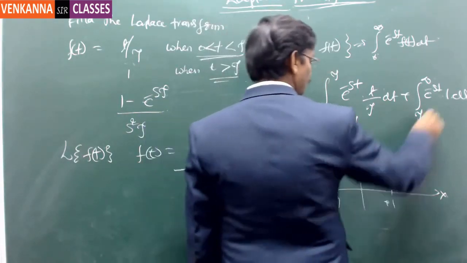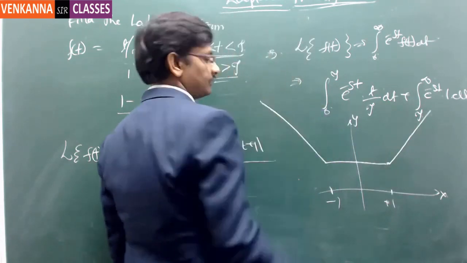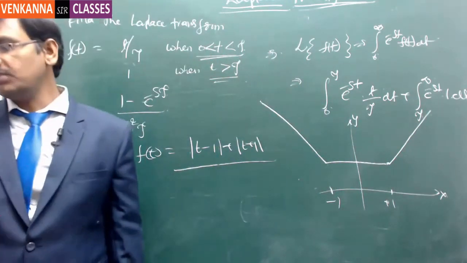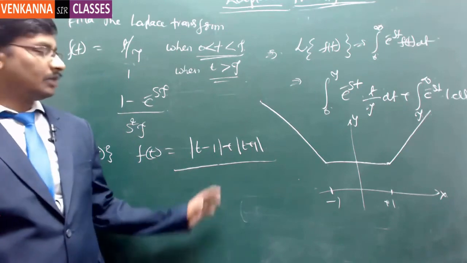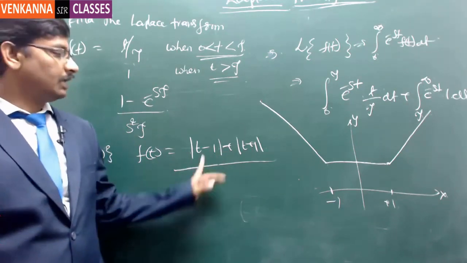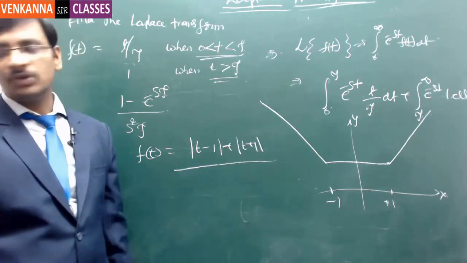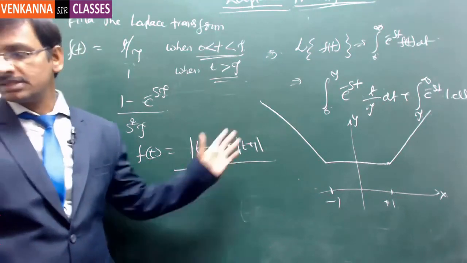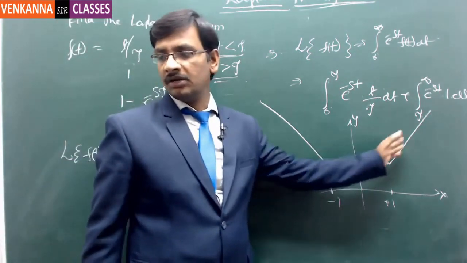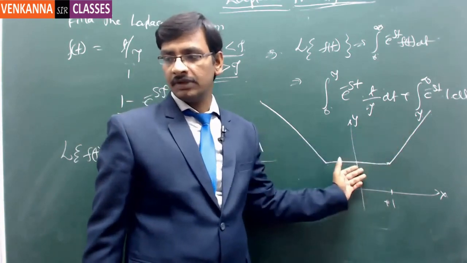From here, it will be linear like this. This is a curve, a bathtub curve. Mod t minus 1 plus mod t plus 1. At t is equal to 1, there is one sharp edge. At t is equal to minus 1, there is one sharp edge. And in the rest of the places, it will be a linear curve, and it will be a linear curve here. It is a constant value here.